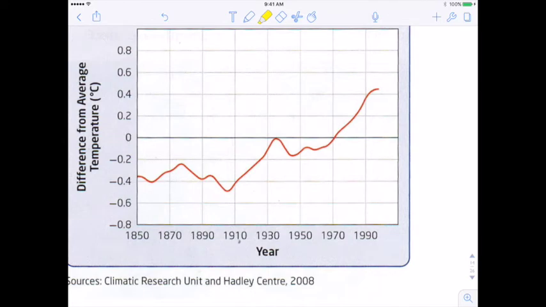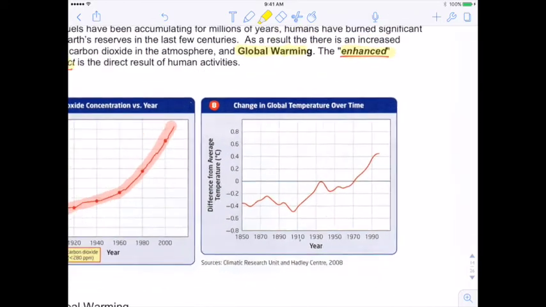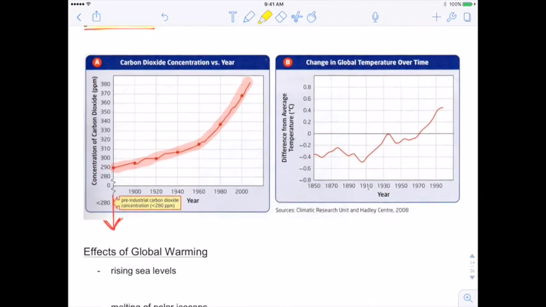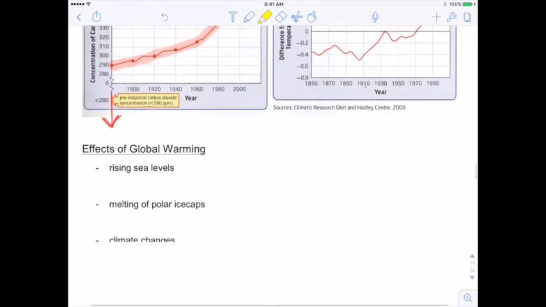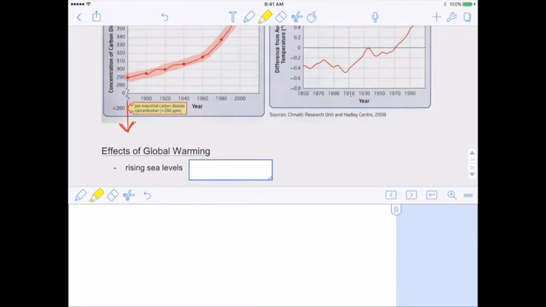What effect does this have? Well, there are several effects of global warming. The first is rising sea levels. Because of global temperatures increasing, polar ice caps are melting. If ice melts, the water returns to the sea. As a result, sea levels rise. Now, this is a bit of a problem because the majority of our populations, the majority of our big cities, are located on the coast.